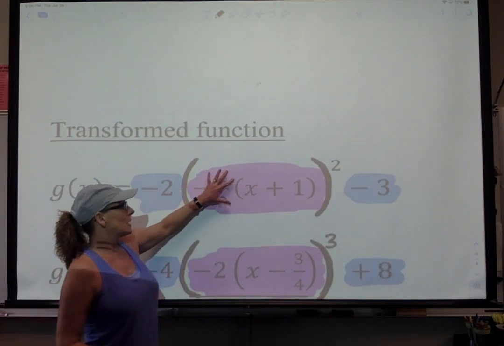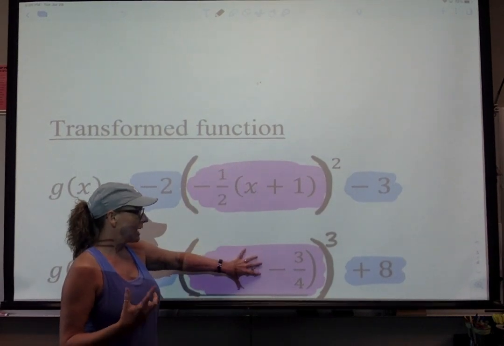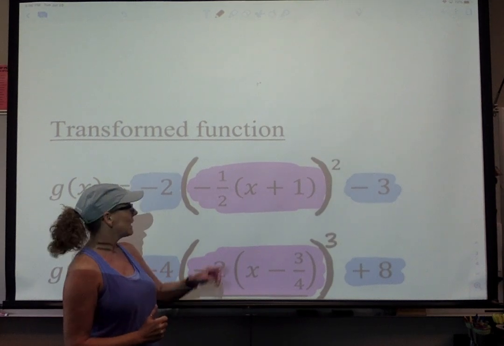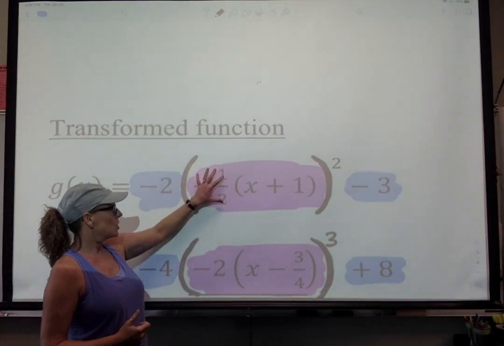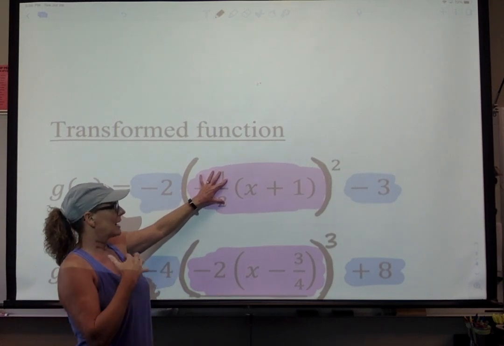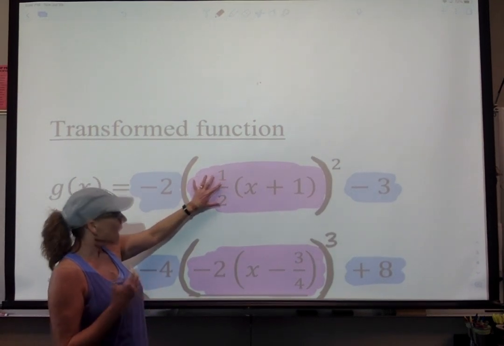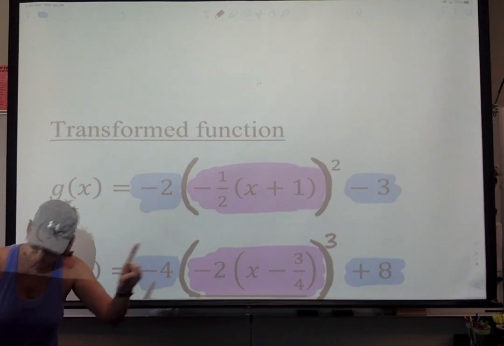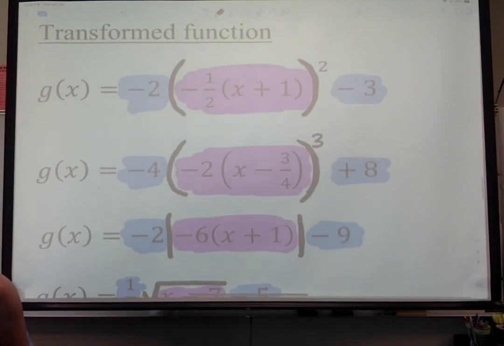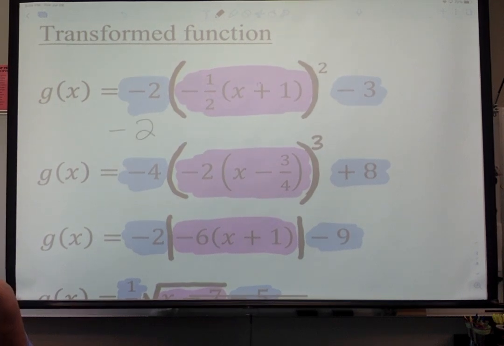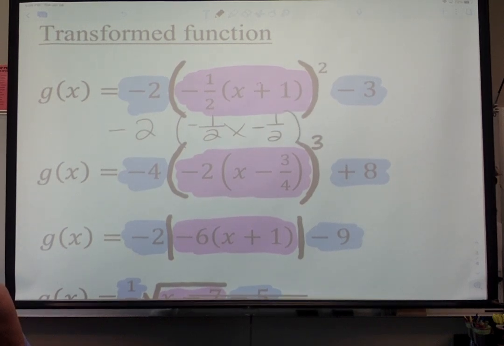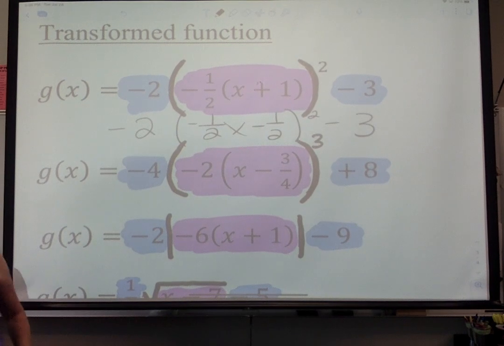Now, keep in mind this pink that you're looking at, both of these are in factored form. And what I mean by that is the -1/2 has been pulled out of the parentheses. I could distribute it in. Don't. But watch. Just watch me. Isn't that the same exact thing?